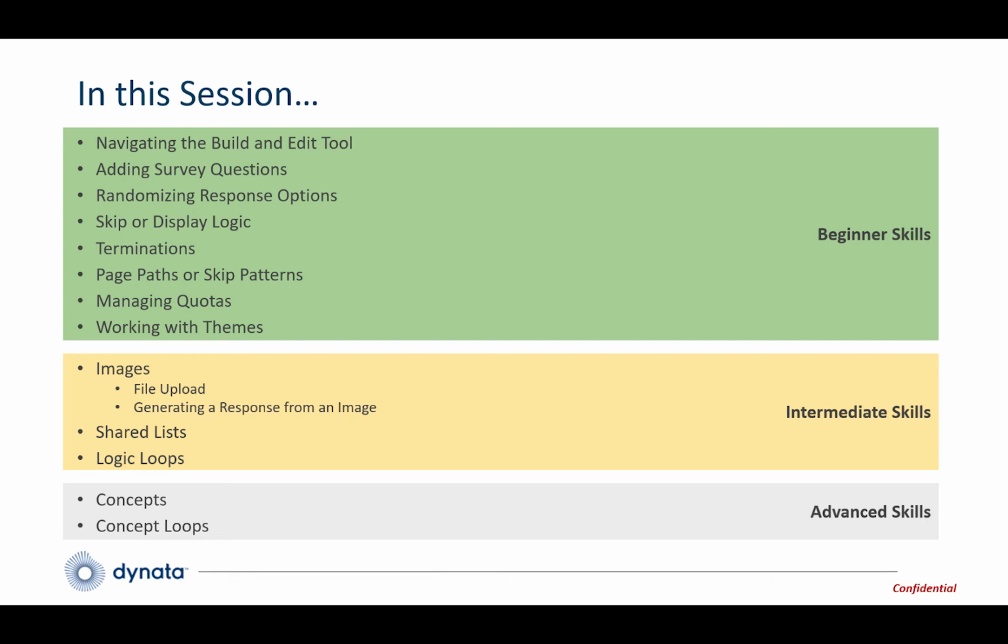update response option randomizations, add question level skip or display logic, add logical options such as terminations, and or larger skips for larger page paths. We'll show you how to put in basic quotas, and we'll also show you how to access the theme card and update the theme of your survey.